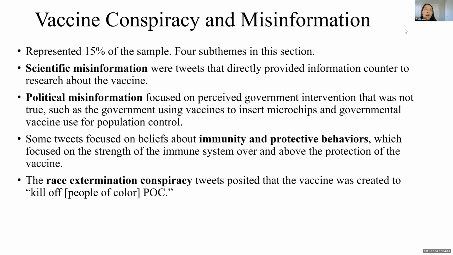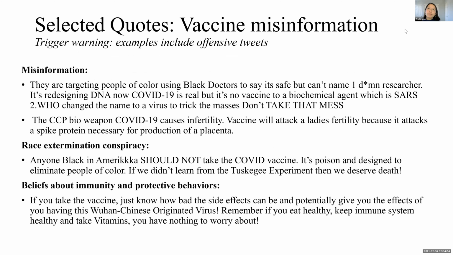So that was interesting. And then there were themes of vaccine conspiracy and misinformation. These include tweets that were counter to the science and also misinformation about the government's role, like implanting microchips or using the vaccine for population control. There were various conspiracy theories, including a race extermination conspiracy theory, and also misinformation about immunity and protective factors, not needing the vaccine if you have a healthy immune system. So some example tweets here, talking about changing DNA or causing infertility or eliminating populations. And then the last one: if you eat healthy or take vitamins, then you don't have to worry about getting the vaccine.